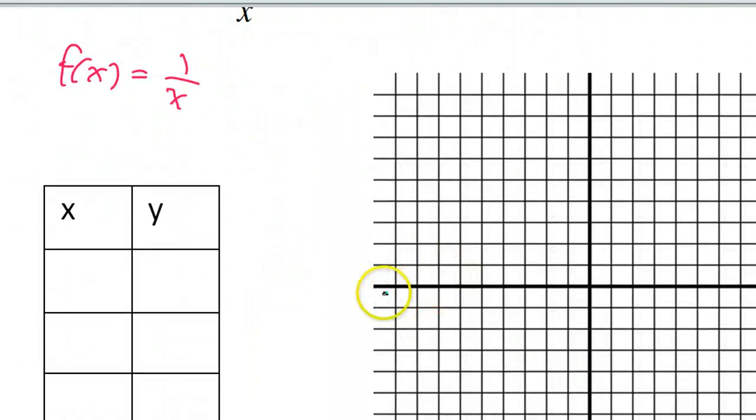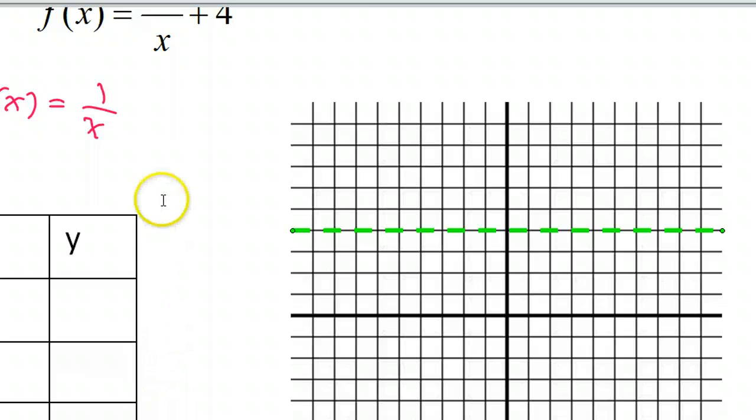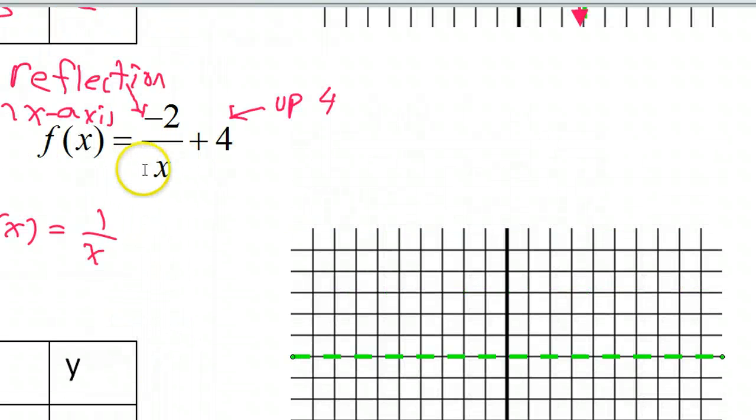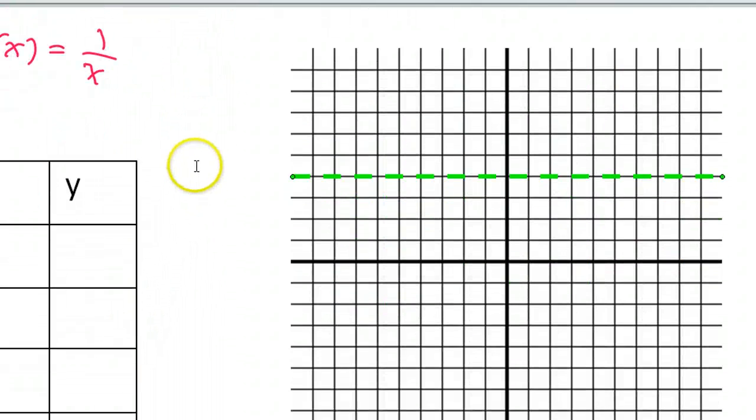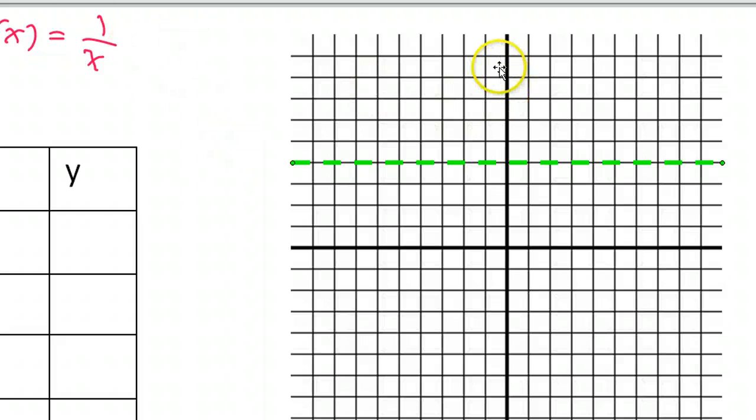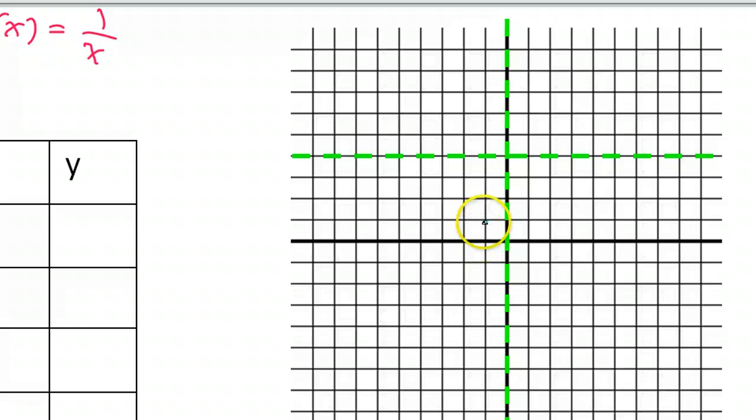Alright, but let's start with the fact that the horizontal asymptote is going to be up by 4. And let's put that in the right place. Alright, on the other hand, there is no left or right motion. So the vertical asymptote is still going to be x equals 0. Alright, so there you go.